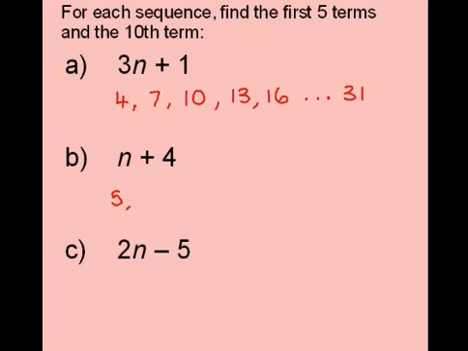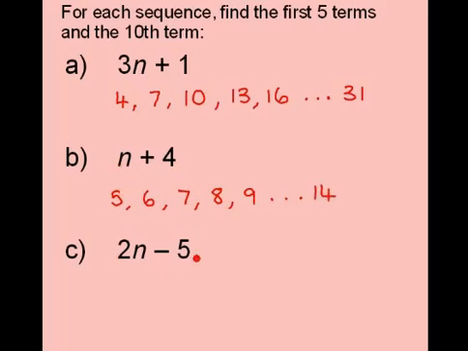For the first term of this sequence, n is 1 and 1 plus 4 is 5. For the second term, n is 2 and 2 plus 4 is 6. For the third term, n is 3 and 3 plus 4 is 7. Now I can see it's going up by 1 each time, so the next 2 numbers would be 8 and 9. For the 10th term, I would have 10 plus 4, 14.